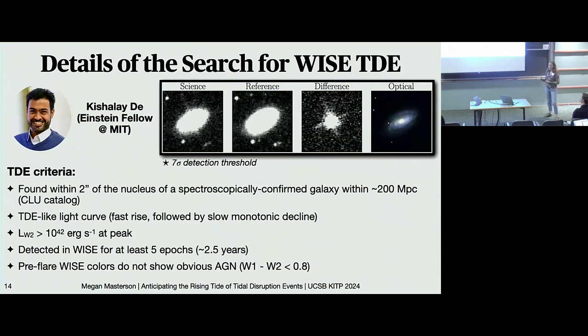We had to make luminosity cuts to make sure that we are ruling out most supernovae. And we required things to be detected in WISE for at least 5 epochs, which is 2.5 years. That's relatively long for TDEs, but again, this is to make sure that the total integrated energy is something that's reminiscent of an accretion-driven flare rather than something like a supernova. And we cut on WISE colors to make sure that we're ruling out any sort of AGN activity.